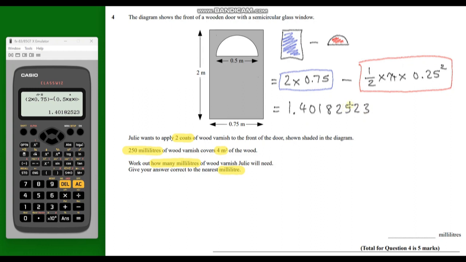That is the area that needs painting, and that is in meters squared. So let's just make sure we write down our units. That is in meters squared. So now we've worked out the area that needs covering. Let's work out how many milliliters of wood varnish we need.